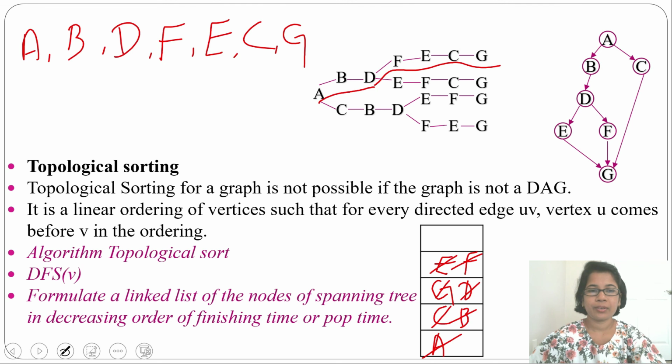So the steps of finding topological sorting are: do the DFS, then according to the finishing time, write in decreasing order. Just write in the decreasing order of finishing time. Or from the stack, when you are doing a pop, just write that in reverse order, from right to left. You will get a topological sort. Thank you.